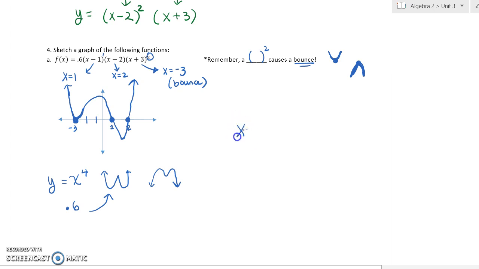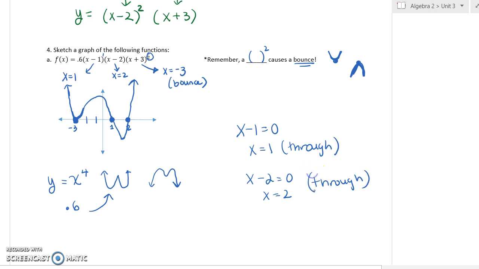Remember that x minus 1 equals 0, x equals 1 is the answer. This is through, power of 1. X minus 2 equals 0, x equals 2, that's also through. Okay, but as soon as we saw that x plus 3 quantity squared equals 0, although x equals negative 3, there is a bounce here due to that little 2, that square.